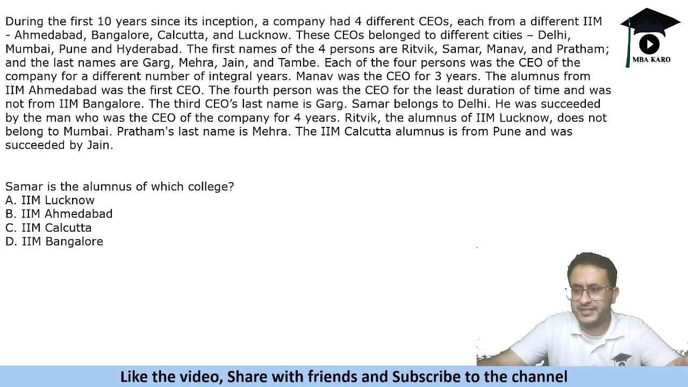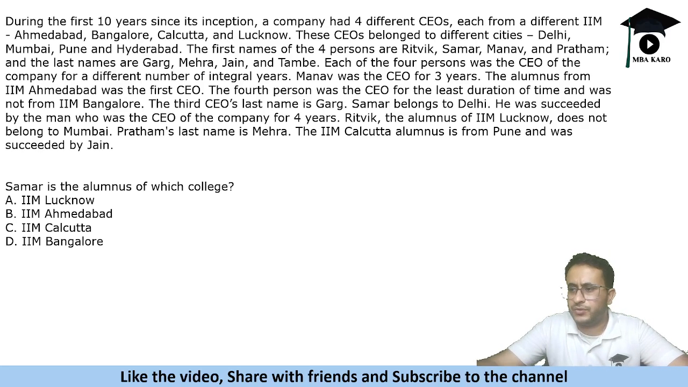So this set says that there are 10 years of inception of a company. It had 4 different CEOs, each from different IIMs: Ahmedabad, Bangalore, Calcutta, and Lucknow. These CEOs belong to different cities: Delhi, Mumbai, Pune, and Hyderabad. The first names of the 4 persons are these, and the last names are Garg, Mehra, Jain, and Tambe. Each of the 4 persons was the CEO of the company for a different number of integral years. Okay, so then some information is given to us.